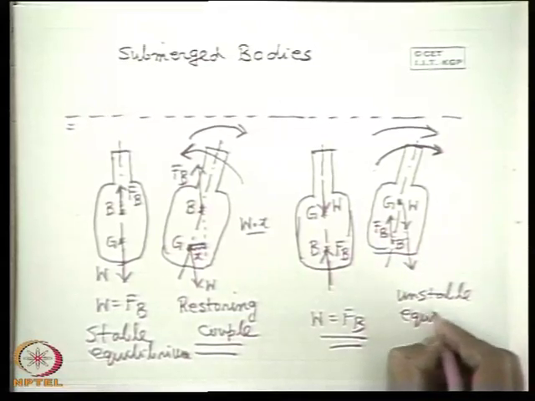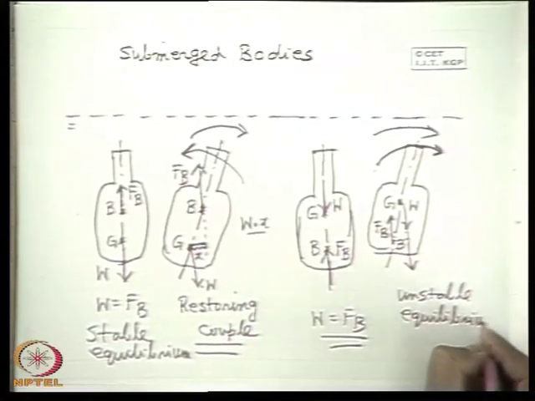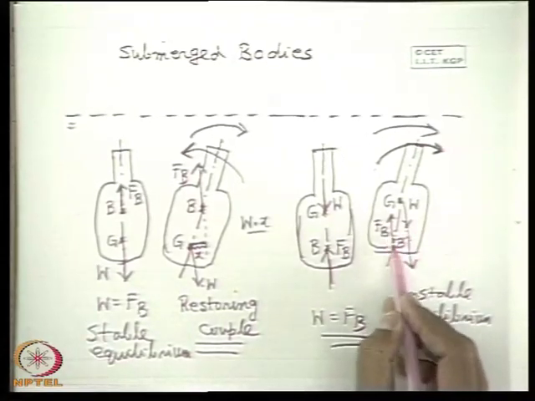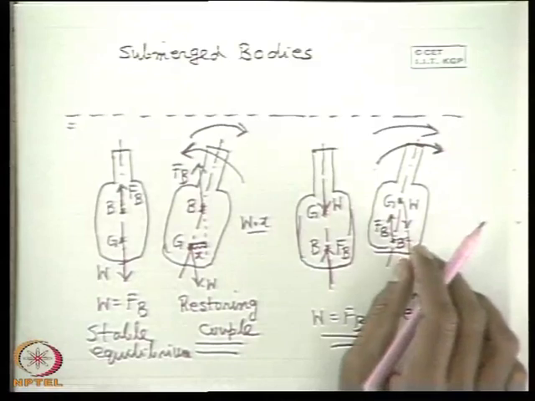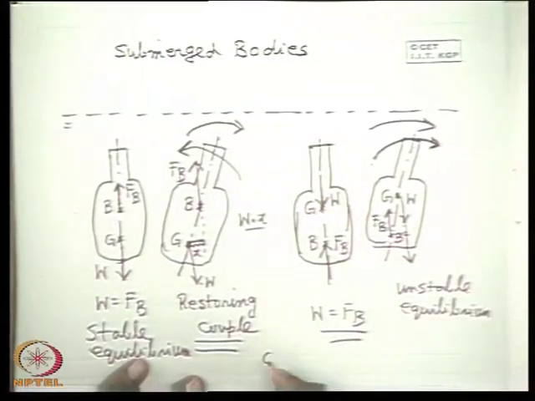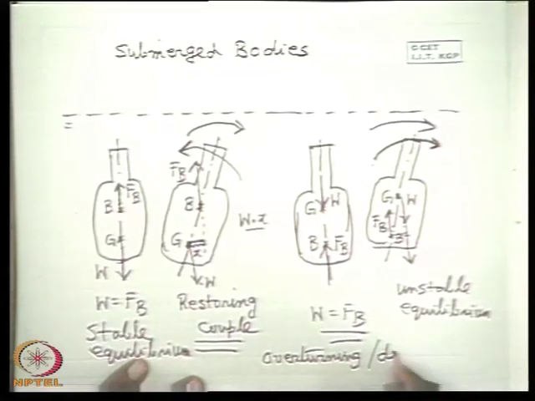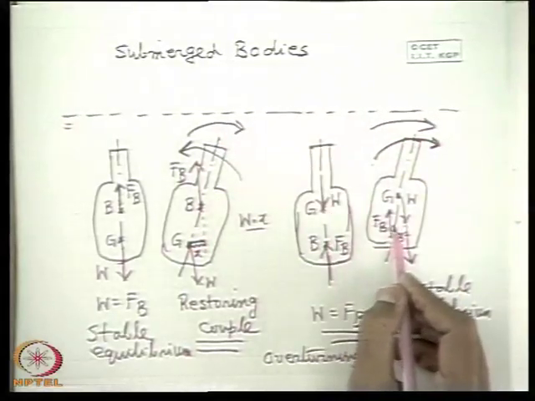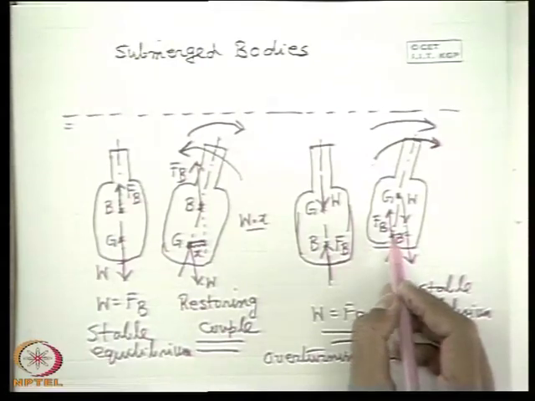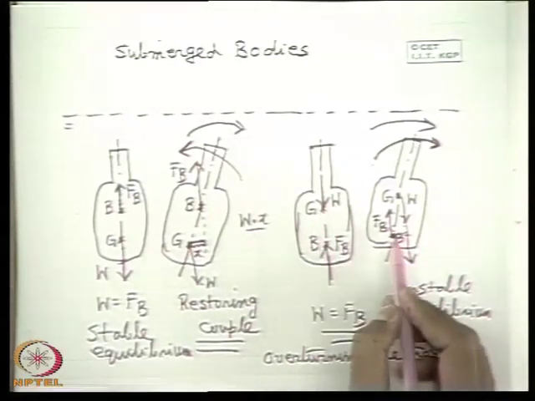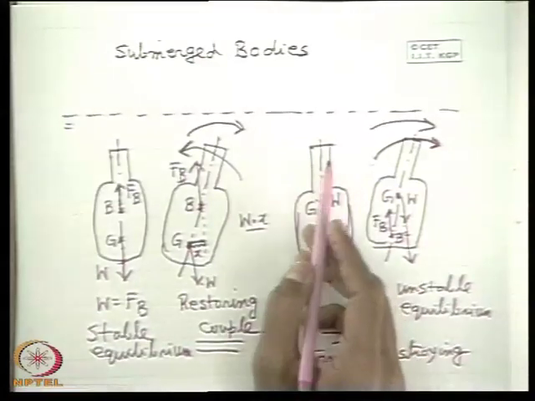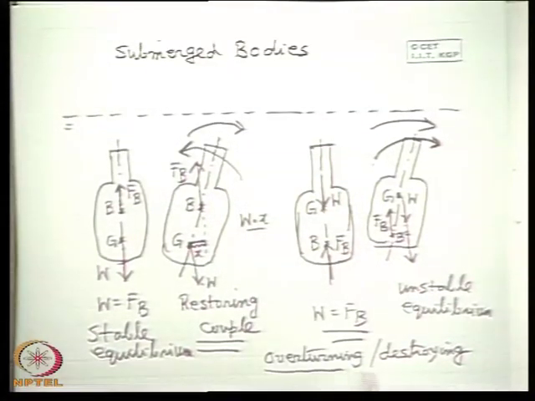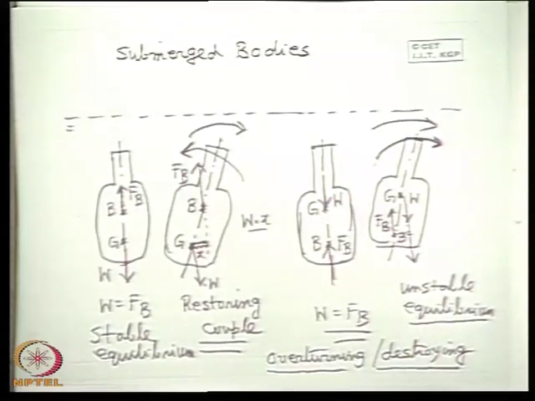Under this condition, the value of this moment, that means W or FB times this perpendicular distance, is known as the overturning or destroying couple, the couple which destroys the equilibrium. Therefore, in this case also, if you give a heel in the left direction, you can again examine that the couple created by the destruction of collinearity between FB and W will be in the same direction as the angular tilt and creates an overturning couple, making the equilibrium unstable.